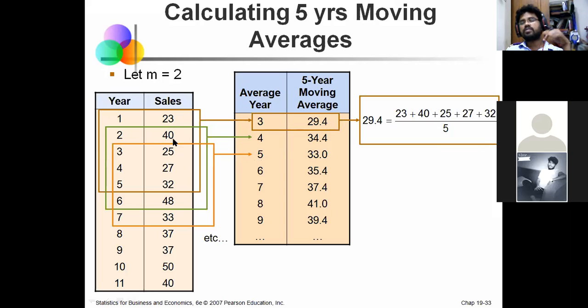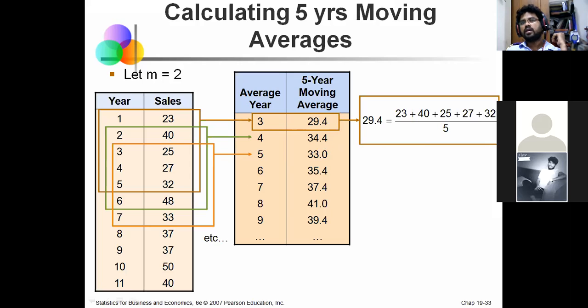So what is the next 5 years average value? Anybody can say? Sir, 40, 25, 27, 32, and 48. So you have to add all these values, then divide by 5. Then you will get 34.4.